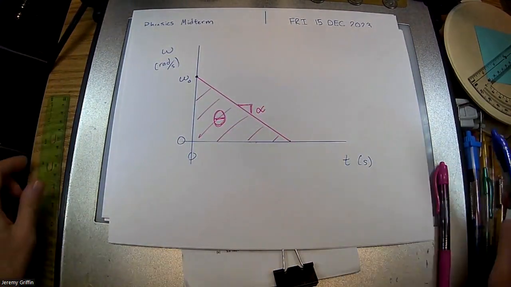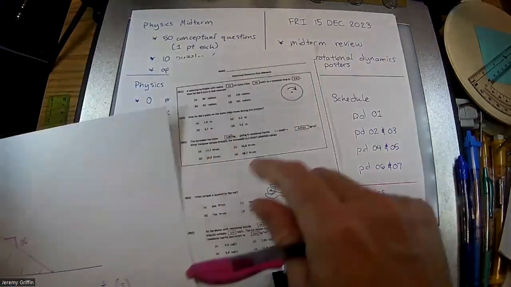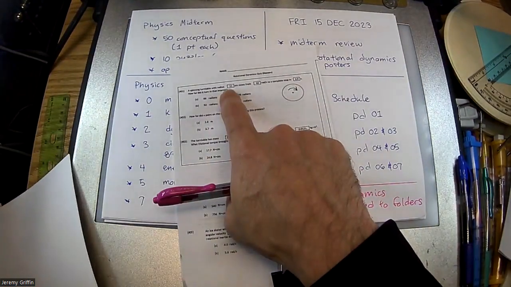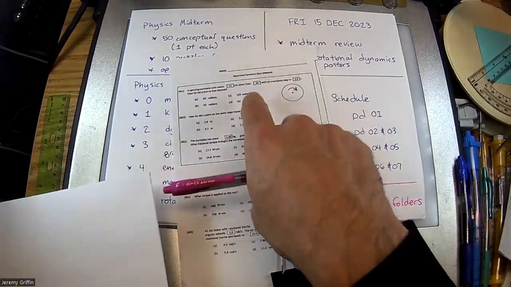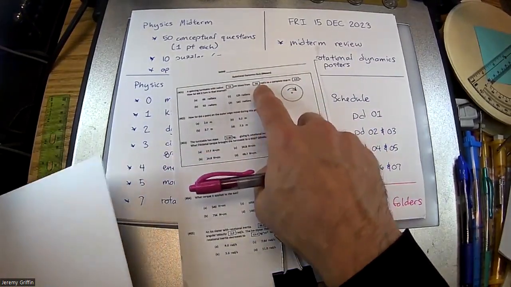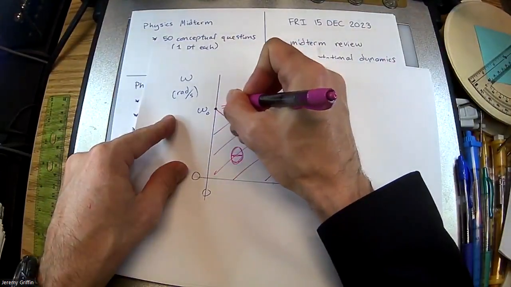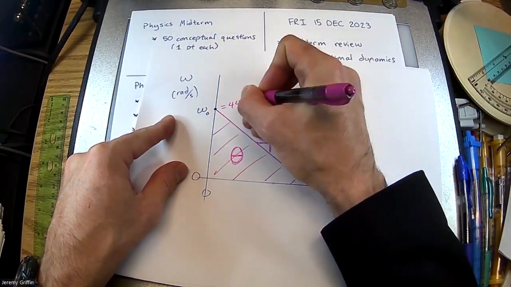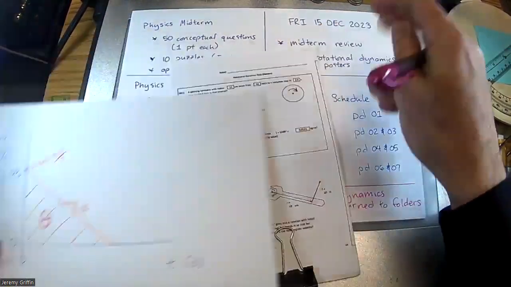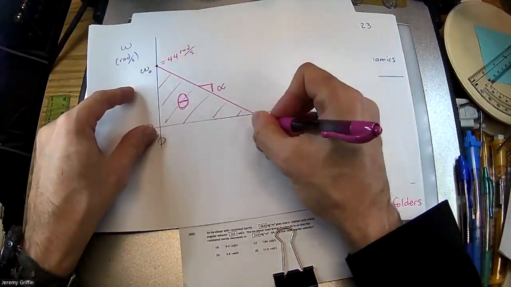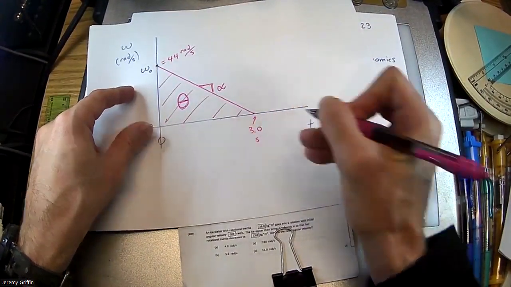So let me throw some numbers on this. I'm just going to pull them straight off this one. I got an 11 centimeter radius, which is irrelevant to this particular question, but I'll show it later. 44 radians per second here, and it slows to a stop in 3 seconds. So this is like 3 seconds, right?